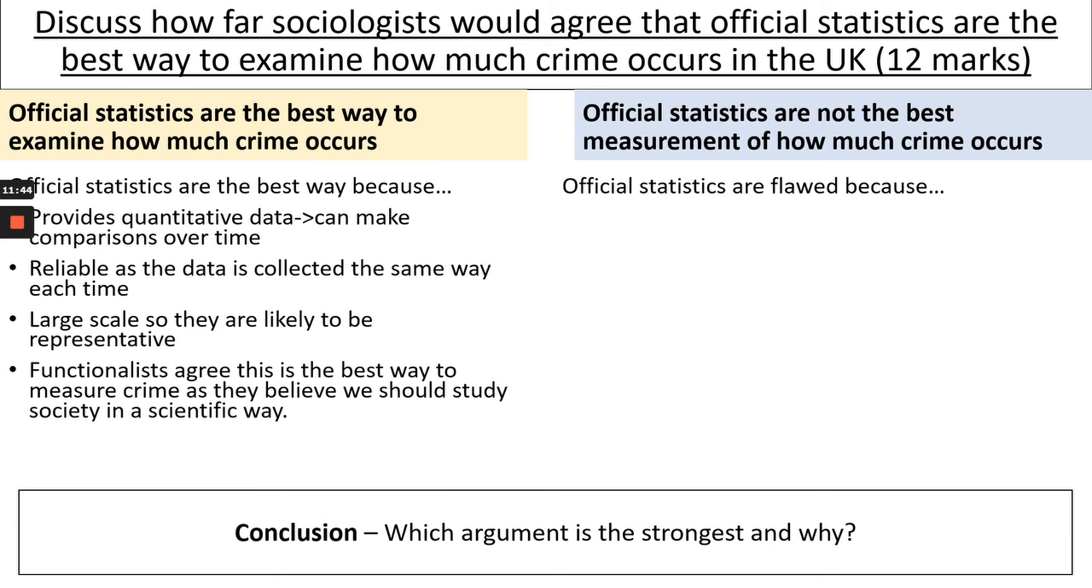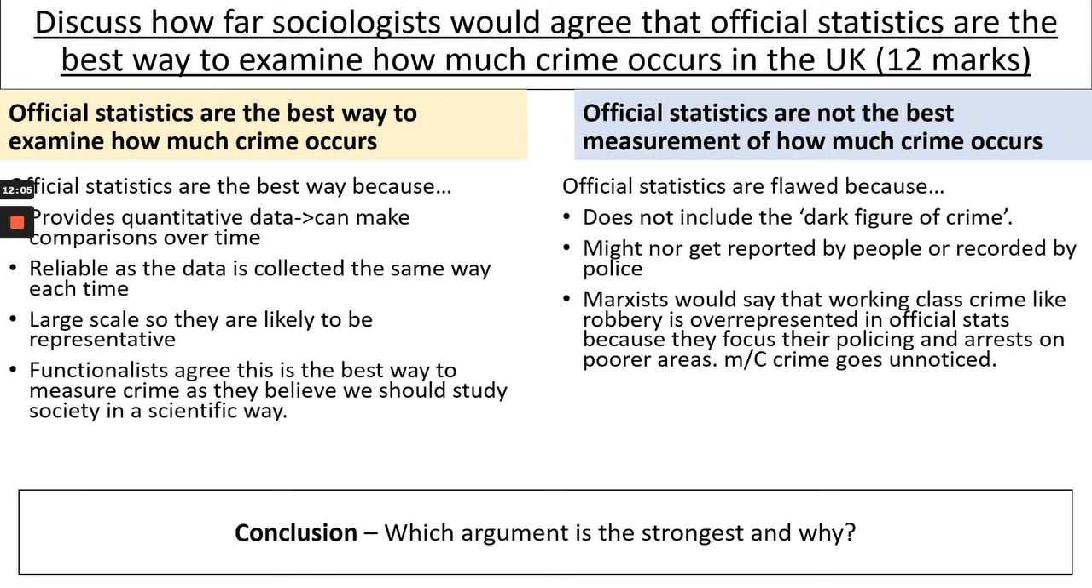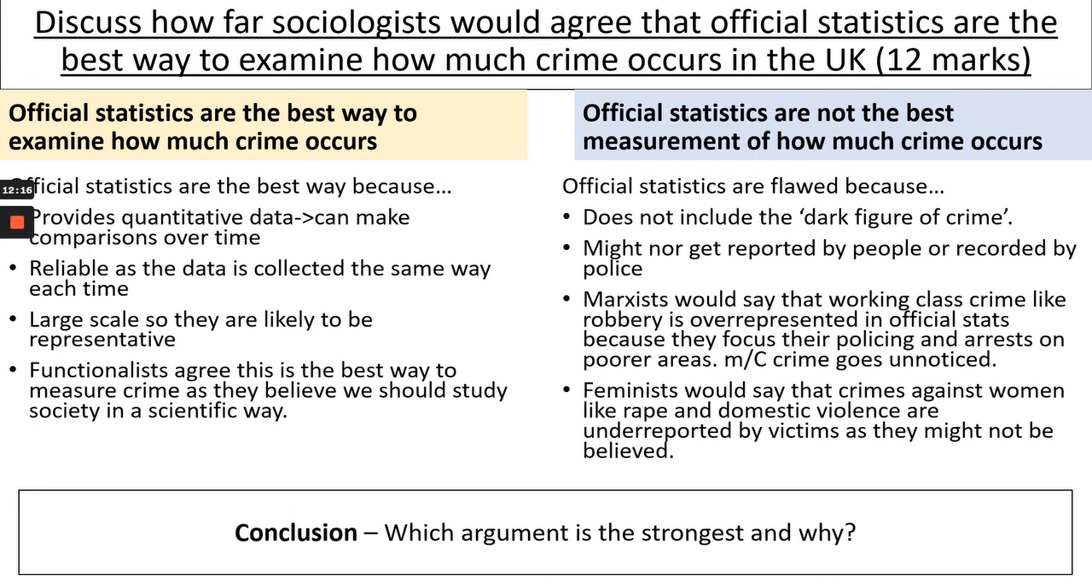On the other hand, you could say official statistics are flawed because they don't include that dark figure of crime, all of those unknown crimes that go on that don't appear in the official statistics. So they might not get reported by the police or it might not be reported to the police by the public, or it might not be recorded by the police once they hear about a crime. And remember, Marxists would say that working class crime like robbery is overrepresented. So obviously it's not going to be the best measurement of crime because it's not accurate if it's really focusing only on one type of crime. And feminists would also say that crimes against women like rape, domestic violence are underreported by victims. So they might not be that apparent in official statistics as well.